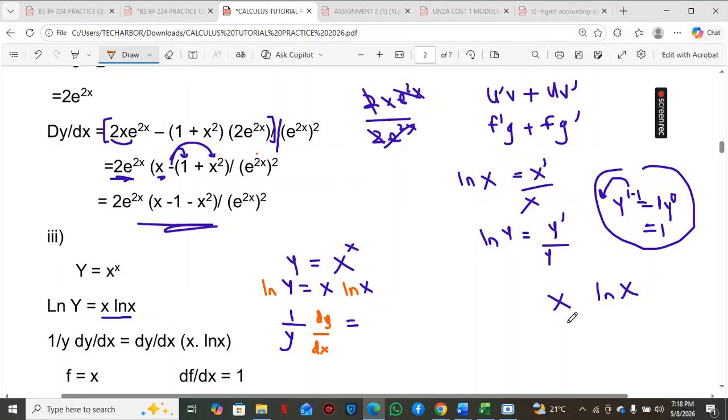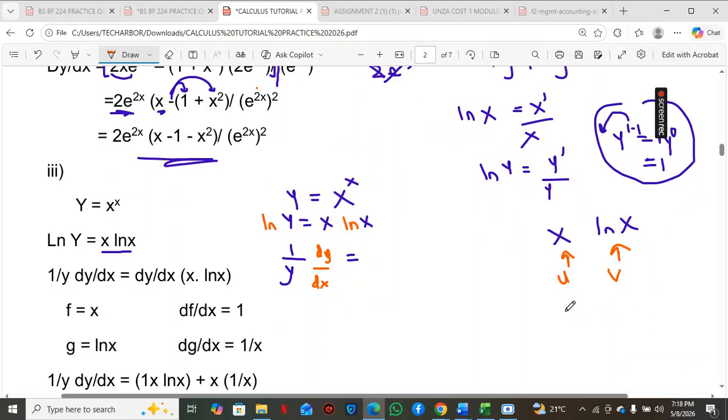So in this case, we'll say, okay, x is going to be our u, and the natural log of x is going to be our v. You just pick what will be my u, what will be my v, or what will be my f, what will be my g. Once you've picked your u, you write like this: u equals x. Then you say u prime, meaning when you derive x, you get 1. So you pick your u, derive it. You pick your v, derive it. Okay, colleagues?